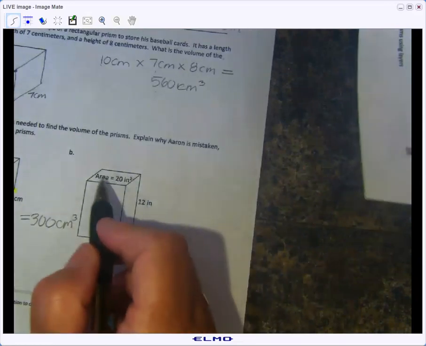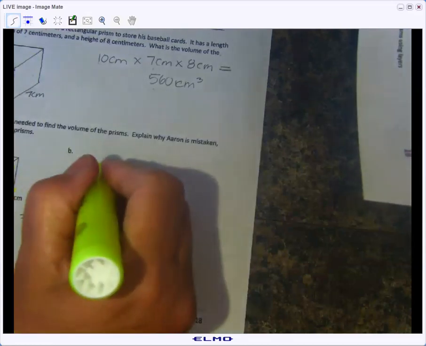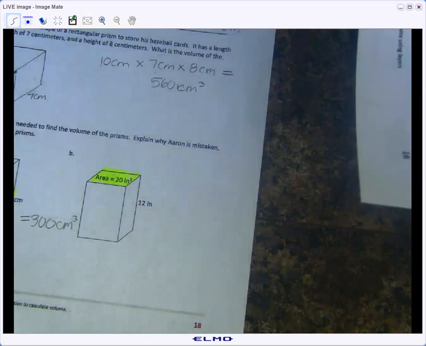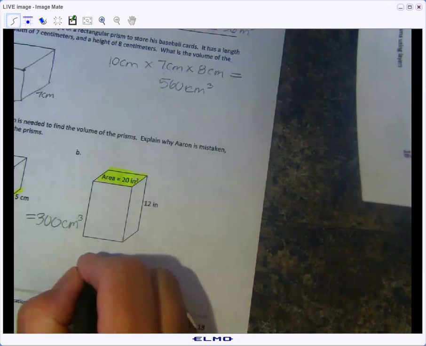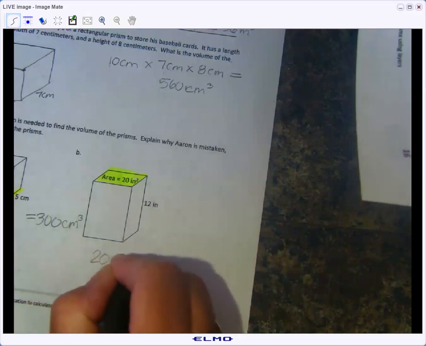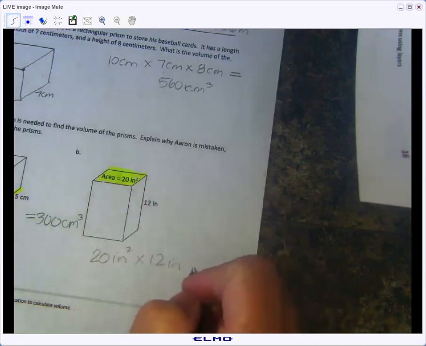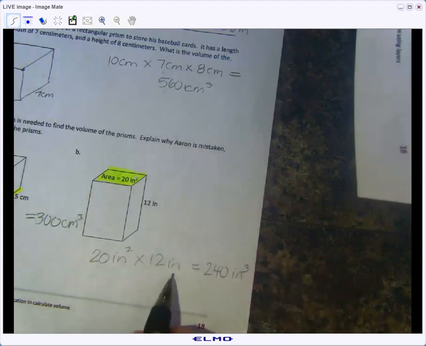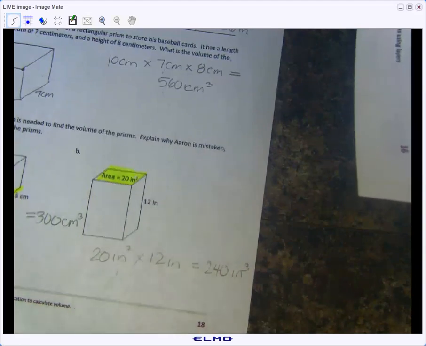And same thing here. The area of this is 20 inches squared, 20 square inches. So possible dimensions would be 5 by 4. You could have 2 by 10. But whatever it is, I'm going to take that area, and all I have to do is multiply it by the other dimension, which is the height. And I get 240 cubic inches. So square inches by linear inches will be cubic inches, okay?